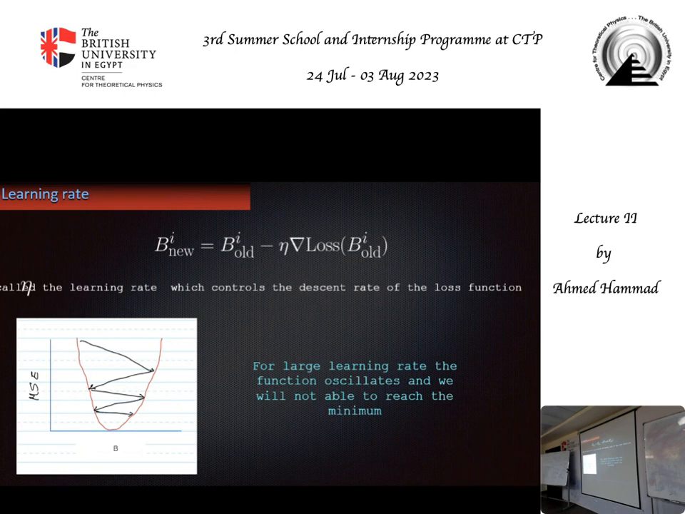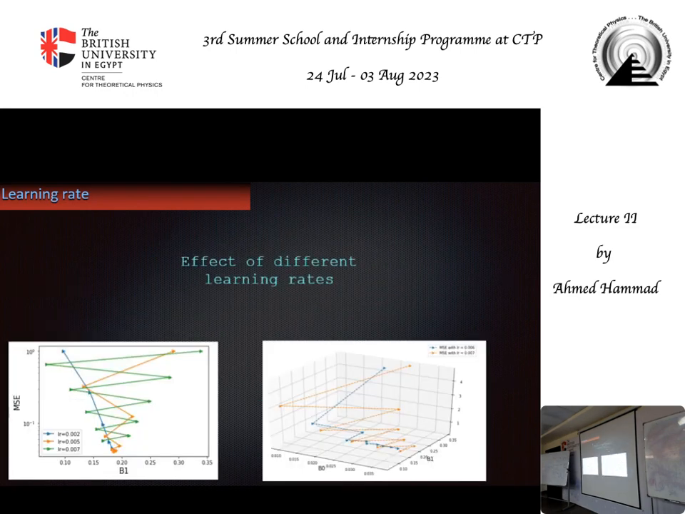It starts to fluctuate, and most likely we will not be able to saturate at the global minimum of the loss function. So it is really important that we control the value of the learning rate such that the descent is very smooth, and then we can hit the global minimum of the loss function.